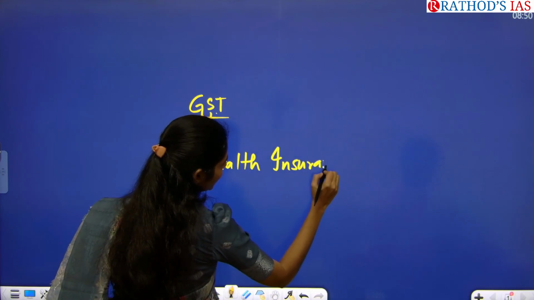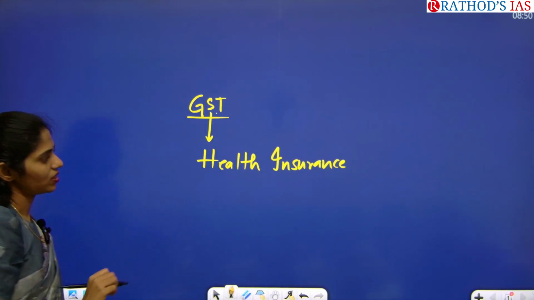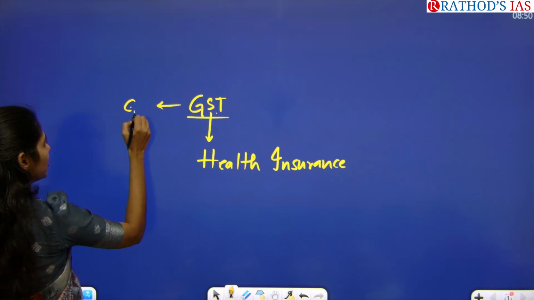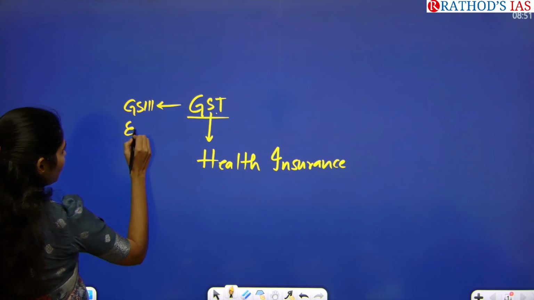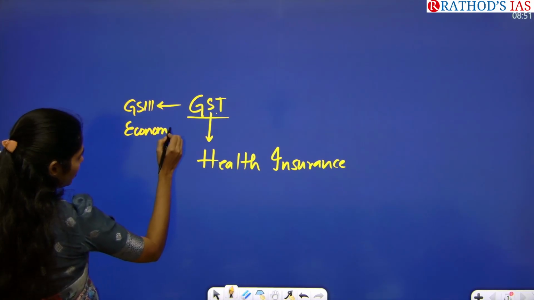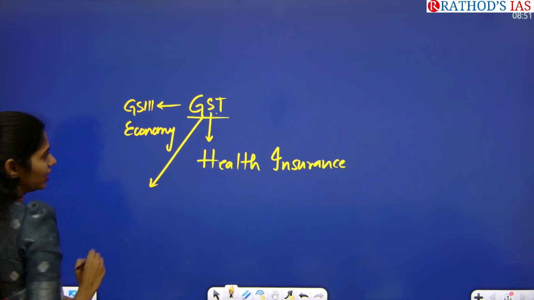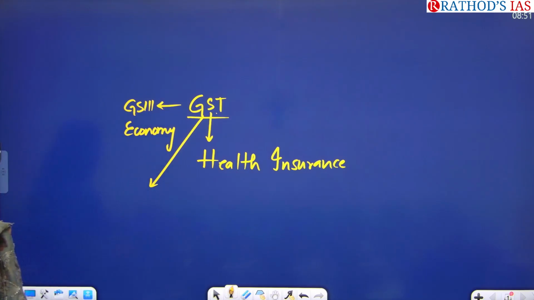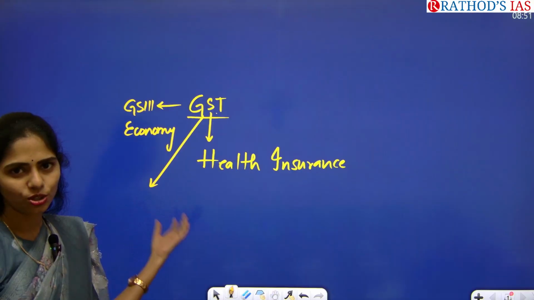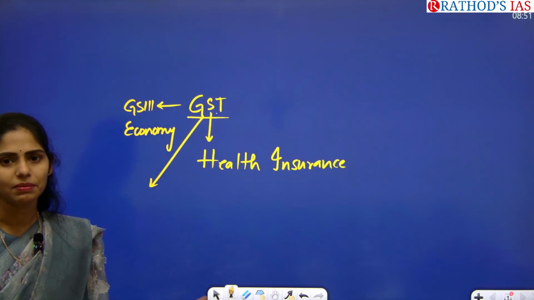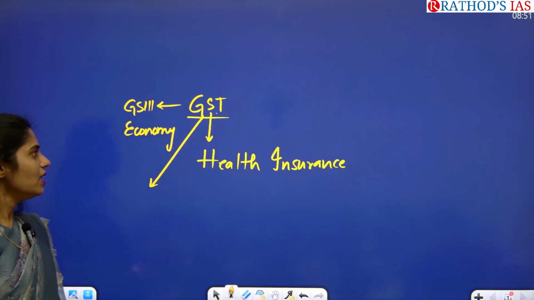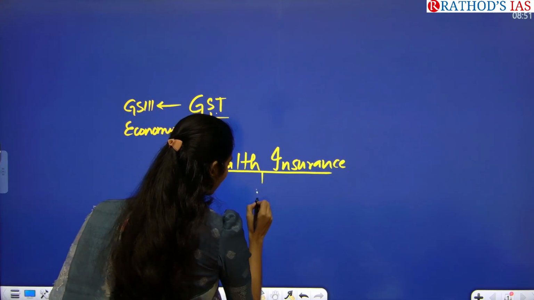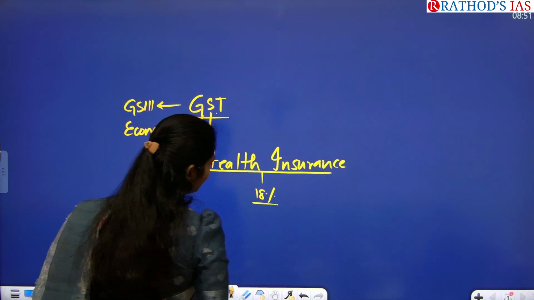GST is done for you guys, right? Okay, so from which subject can we see this? From GS Paper 3, economy. Only economy. So here we will be having different types of tax slabs in GST. Can you tell me examples of tax slabs? Yeah, 0%, 5%, 12%, 18% and 28%. Okay, so as of now, on this health insurance, there is 18% of GST imposition.